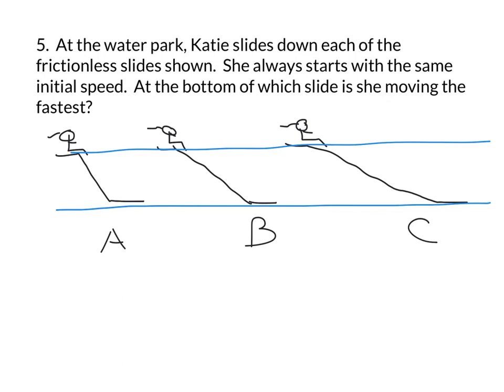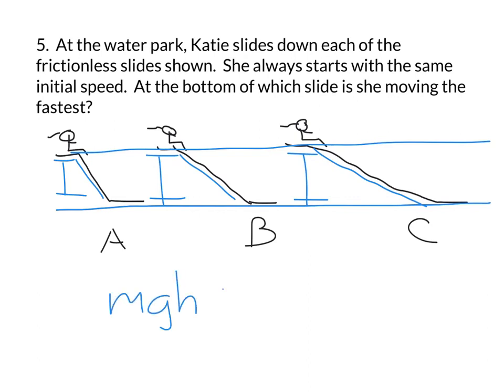Then it doesn't matter because there's no friction. If there's no friction, then it doesn't matter how long the slide itself is. These slides are longer, which means it will take her more time to get to the bottom, but she will be falling through the same height, the same mgh. And if the mgh is the same, then the half mv squared at the bottom will be the same. And if the mv squared at the bottom is the same and her mass is the same, then her velocity is the same. So she will go the exact same speed no matter which of these slides she takes. It'll just take her longer to get to the bottom.